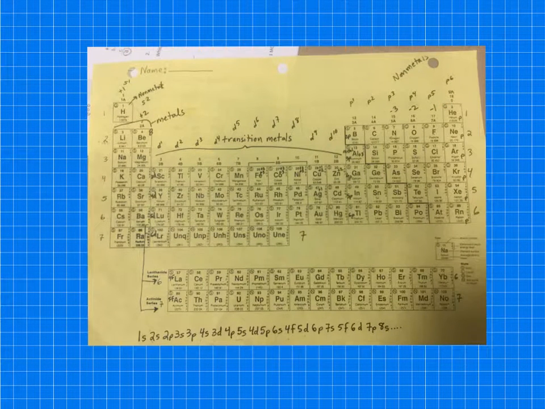So let's try drawing some Lewis structures for ionic compounds. And again, that's going to mean that we have a metal and a nonmetal. We'll start with a simple one. We'll start with lithium and fluorine.